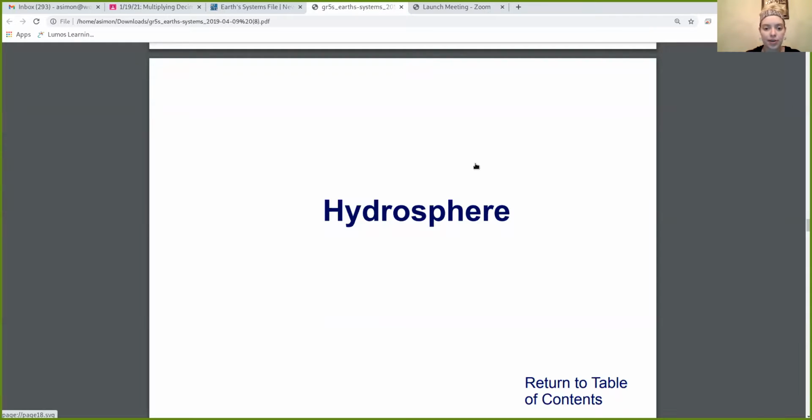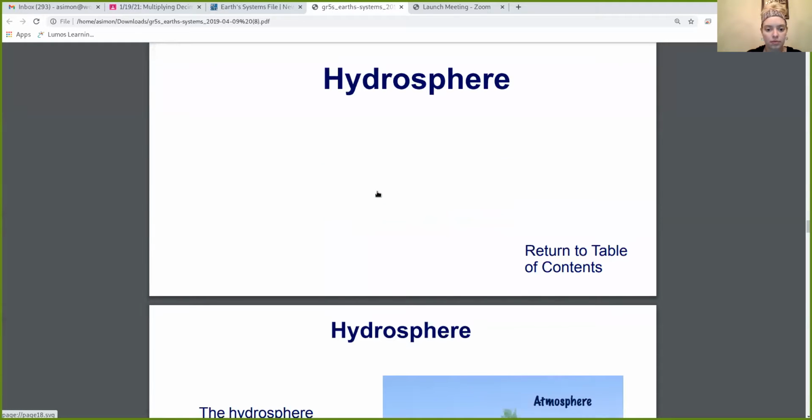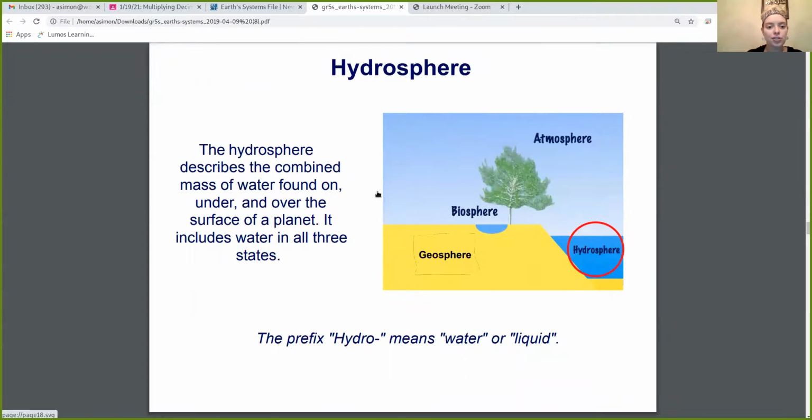All right, so our next sphere that we're going to talk about is the hydrosphere. Go ahead and put that down. Now, the hydrosphere describes the combined mass of water found on, under, and over the surface of the planet. Okay, it includes water in all 3 states. So when we're talking about the hydrosphere, we're talking about all of the water on Earth.